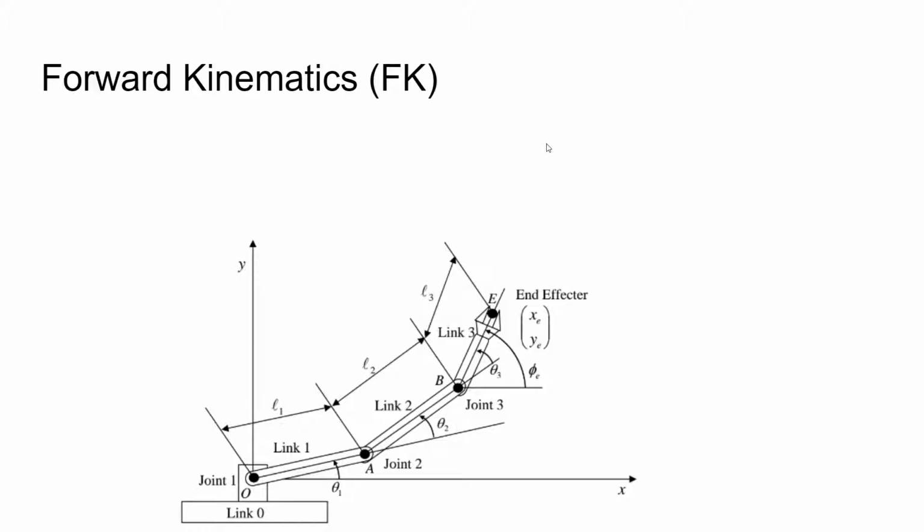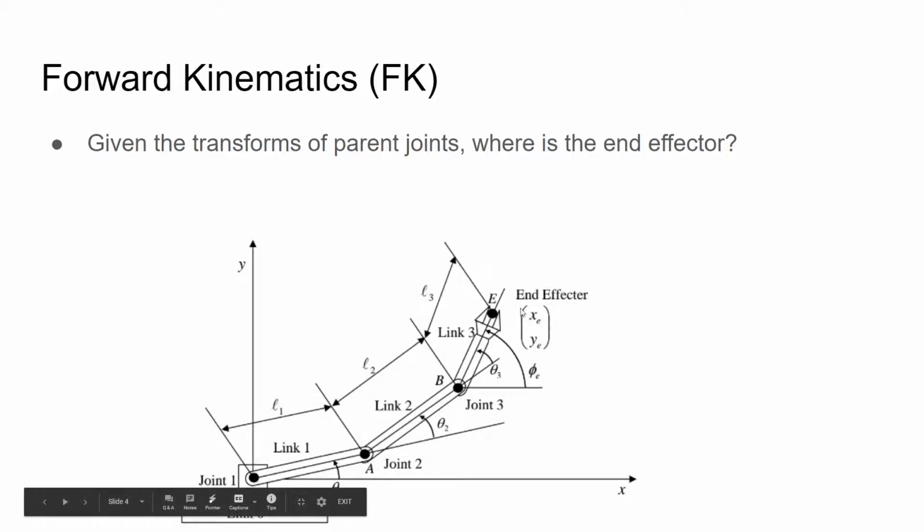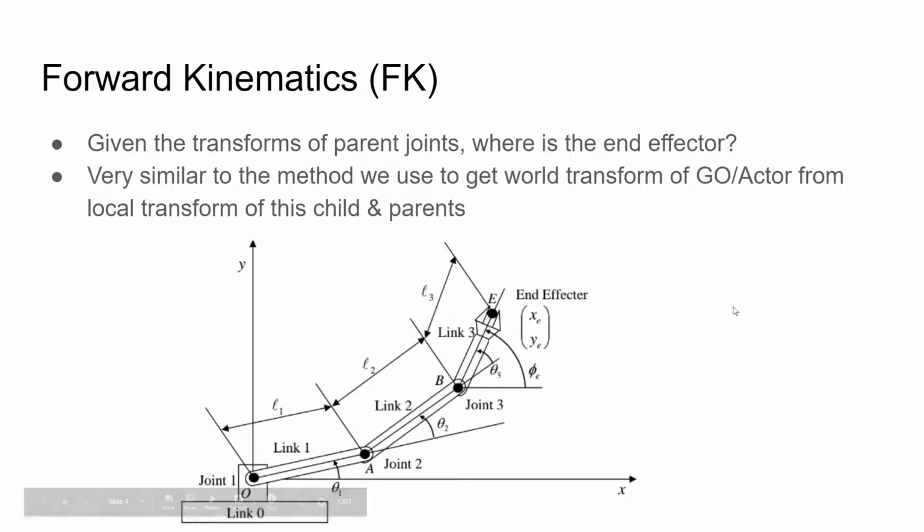So forward kinematics is something that you're already more or less familiar with. If you have the transforms of all the parent joints, where is the object at the end? And we saw an example, which I'll show you in a bit, where you want to know what the world position of a game object or an actor is. In order to get that, you can just merge the local transforms of all of its parents.